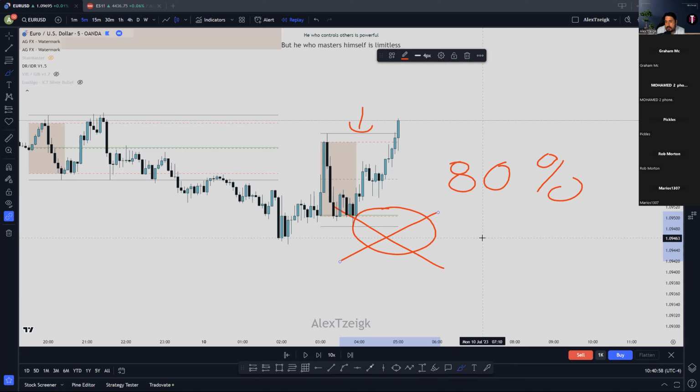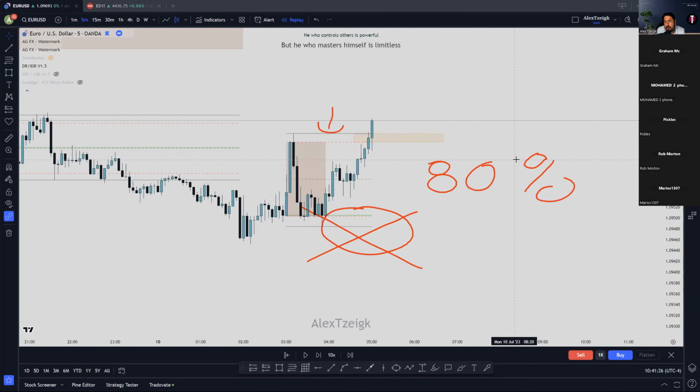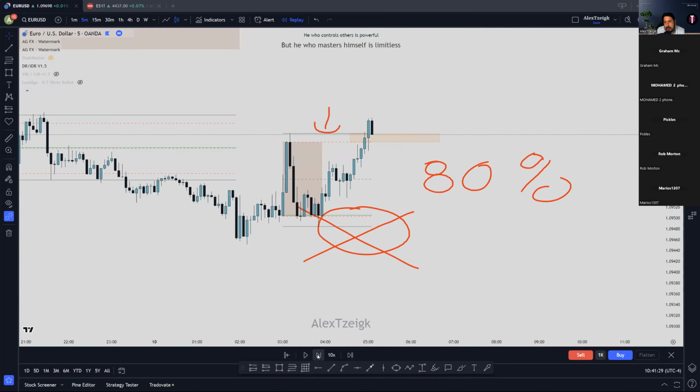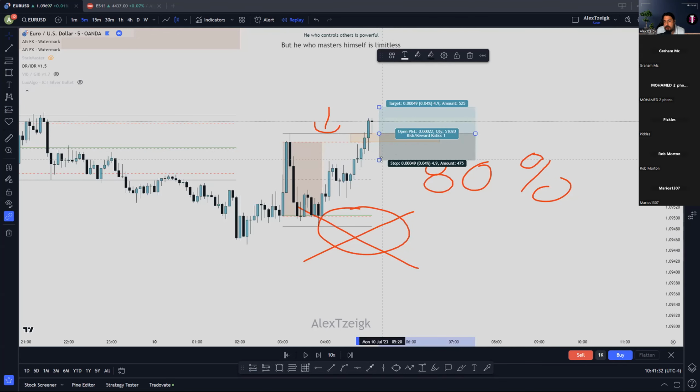Look how easy we can search for a small 2RR trade using a clear price action. For example, here we had a break. What do we expect after the break? We expect the respect of this level. For example, we wait for the respect of this level, and very easily enter from this point just with price action.